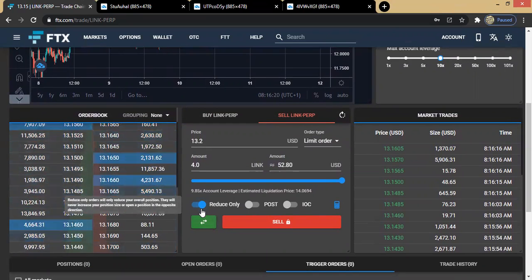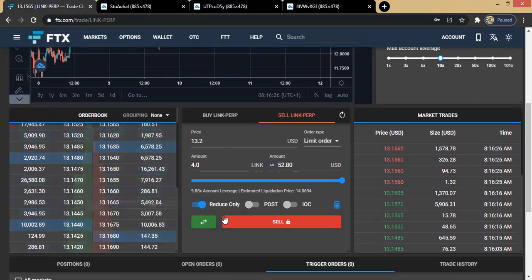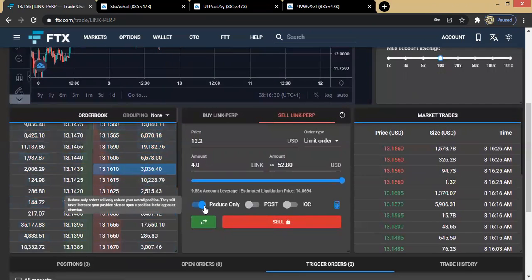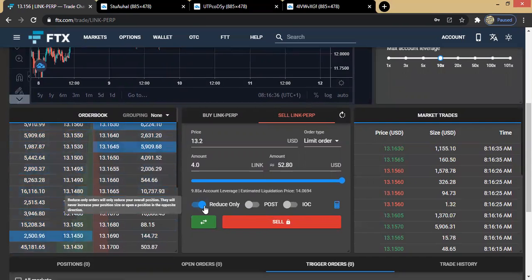If you do not click on the reduce only, it will end up opening another position for you, and this is what you do not want. Some persons have been making that mistake. They thought they closed their trade, and then they ended up seeing another trade that was open for them. It happened because you did not click on the reduce only. So make sure you are clicking the reduce only order.